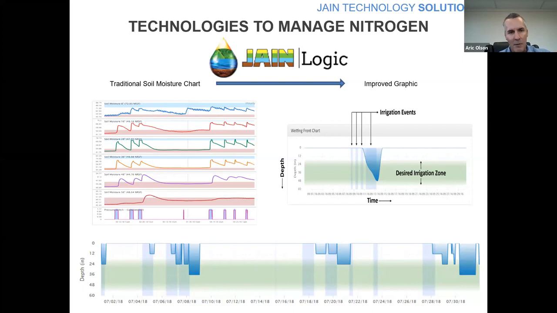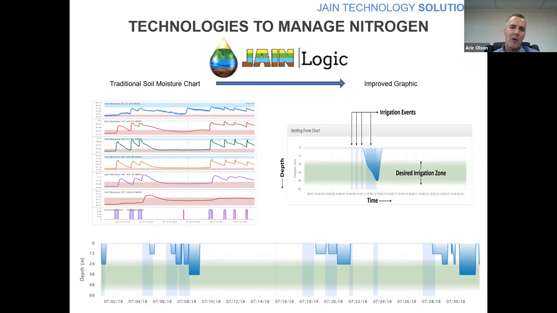zone, and that's the root zone, going from 0 to 60 inches. The desired irrigation or root zone in this example goes from 24 to 48 inches. That triangular blue shape is the water movement through the soil profile, taking the data from the chart on the left and making one graphic. Those vertical blue lines are the irrigation events. You can see those first 3 bars in the middle there. Those are irrigation events where we didn't see much infiltration. That larger bar next to it shows you how deep that irrigation went.